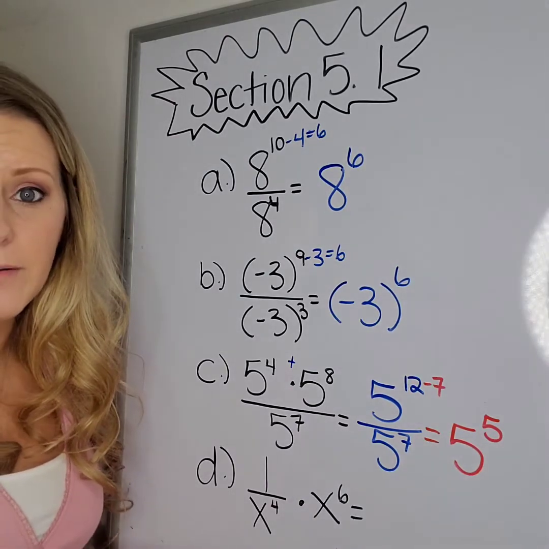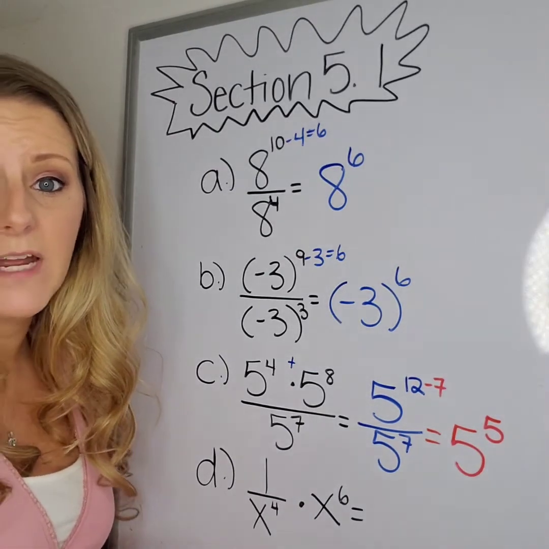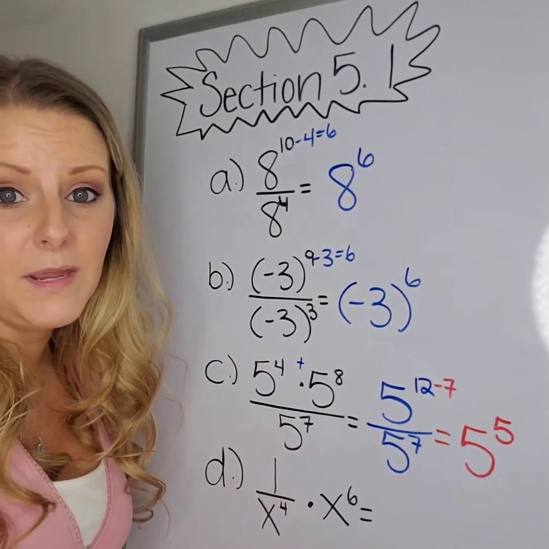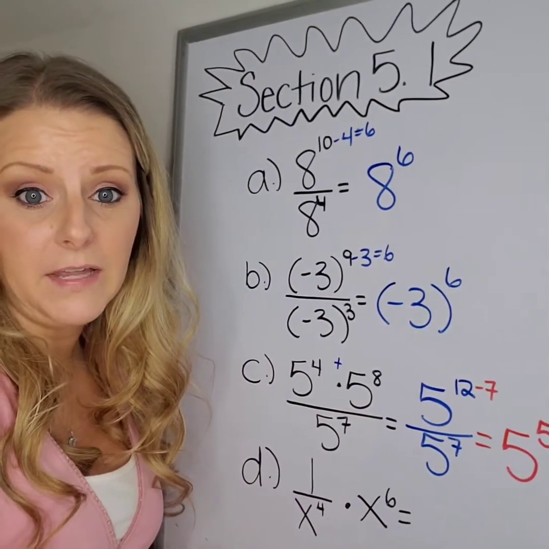5 to the 5th power. 5 times 5 times 5 times 5, 5 times. Not 5 times 5 is 25. It's going to be a much bigger number than that. So we're just going to leave it like that.